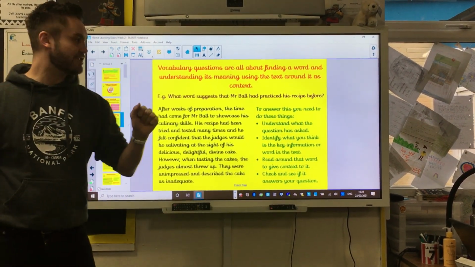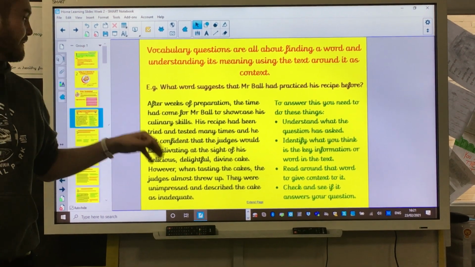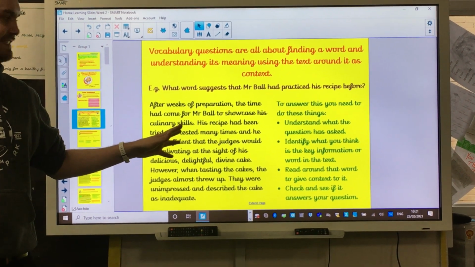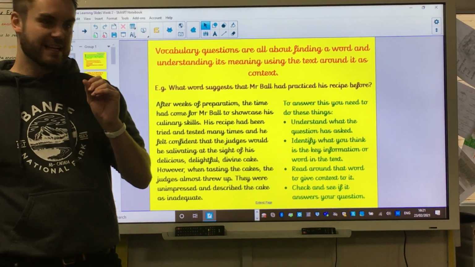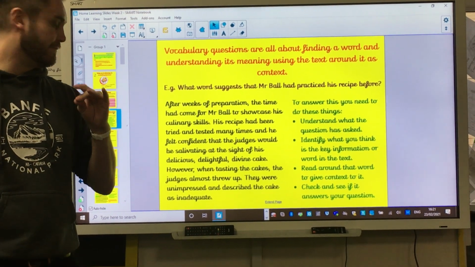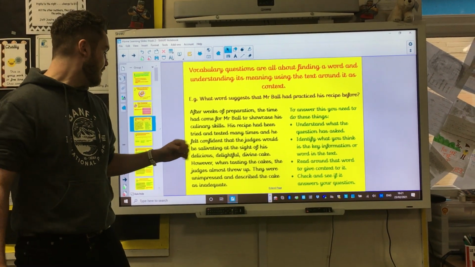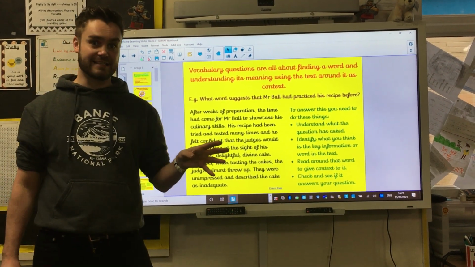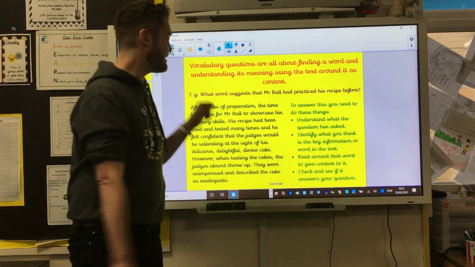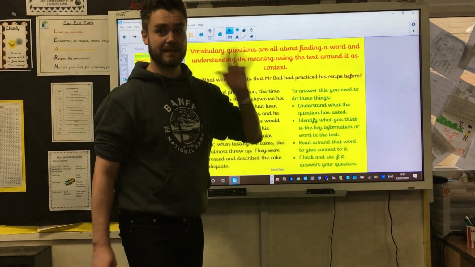After weeks of preparation, the time had come for Mr. Ball to showcase his culinary skills. His recipe had been tried and tested many times, and he felt confident that the judges would be salivating at the sight of his delicious, delightful, divine cakes. However, when tasting the cakes, the judges almost threw up. They were unimpressed and described the cake as inadequate. So that's the text. The question is, what word suggests that Mr. Ball had practiced his recipe before?